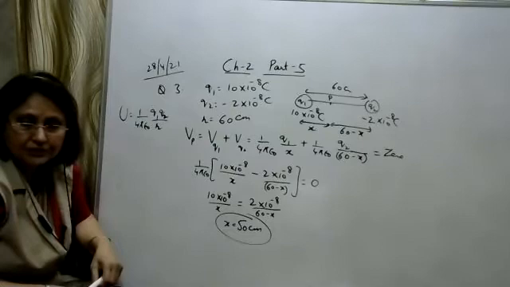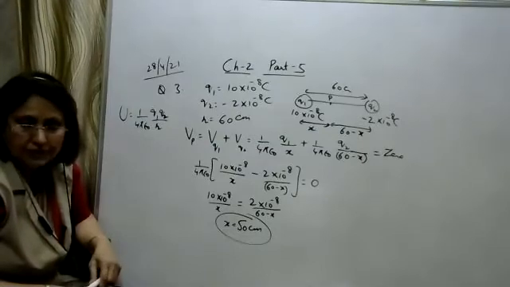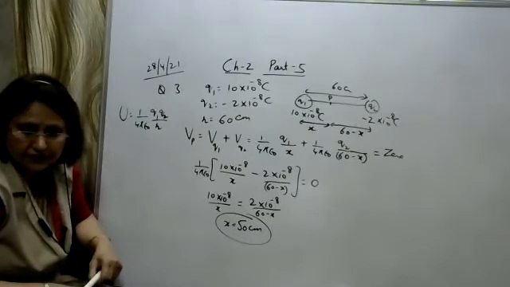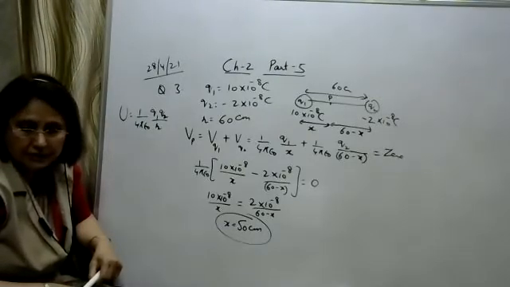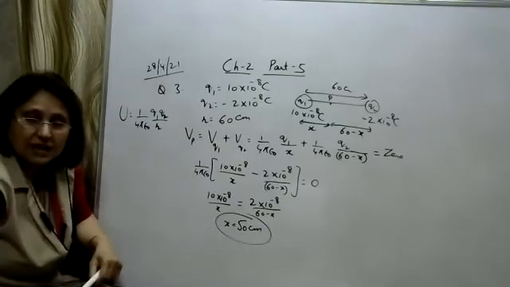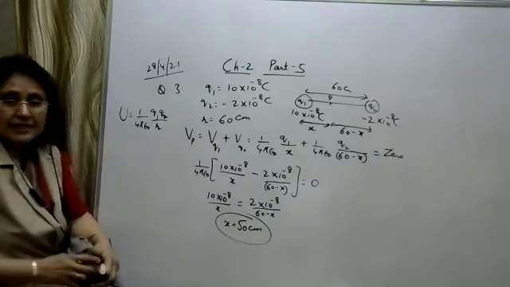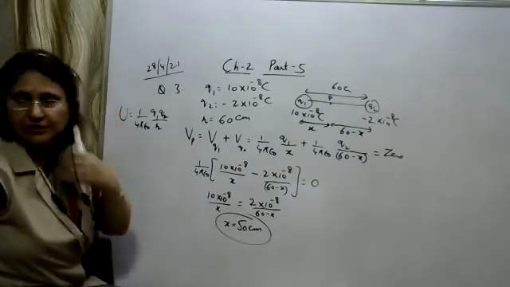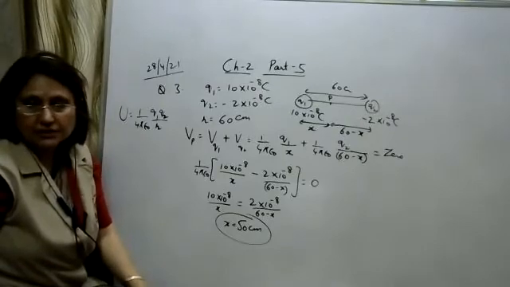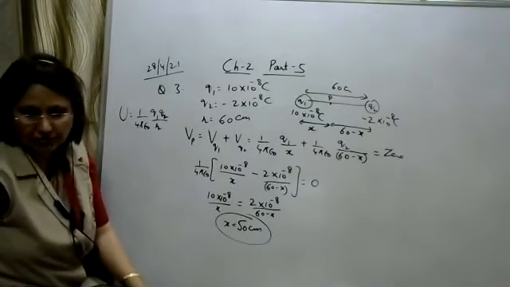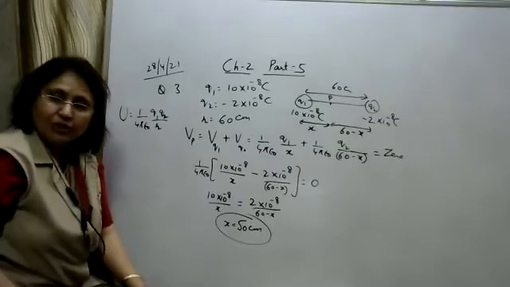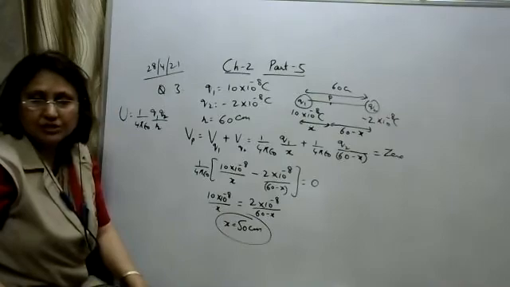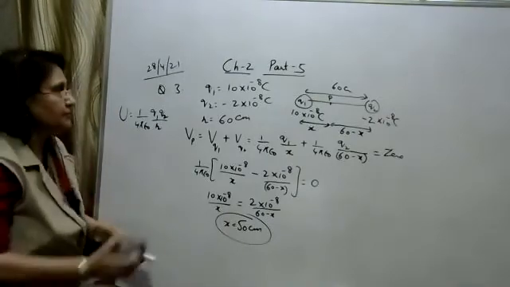A hollow metal sphere of radius 6 centimeters is charged such that the potential on the surface is 12 volts. What will be the potential at the center of the sphere?